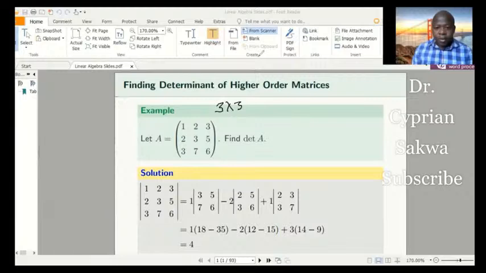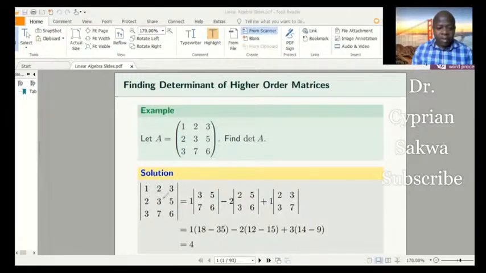So look at an example. Let A be this matrix. Find det A. That means find the determinant of A. So I found the determinant here. These two vertical lines I'll use as a command to find determinants. So these two vertical lines mean find the determinant. So you can see I've used them. It means find the determinant of this 3 by 3 matrix.